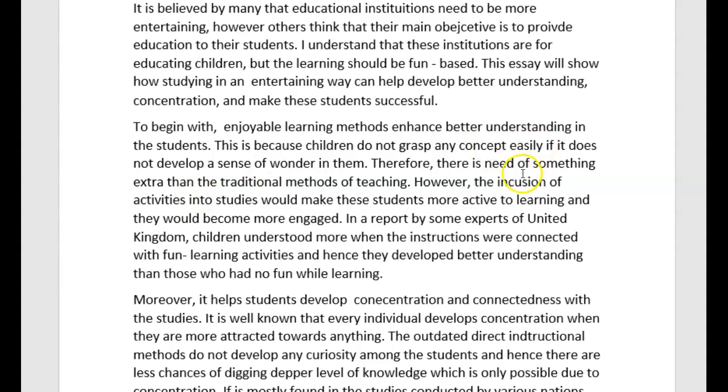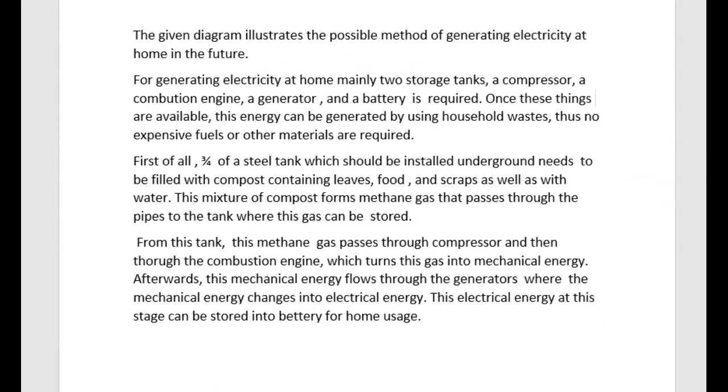However, the inclusion, you need an L here, of activities into studies would make these students more active to learning, and they would become more engaged. I don't know what that means, become more active to learning. And a report by some experts of United Kingdom, children understood more when the instructions were connected with fun learning activities, and hence they developed better understanding than those who had no fun while learning. Okay. So you're suggesting activities, making them more engaged, making it create a sense of wonder. Fine.